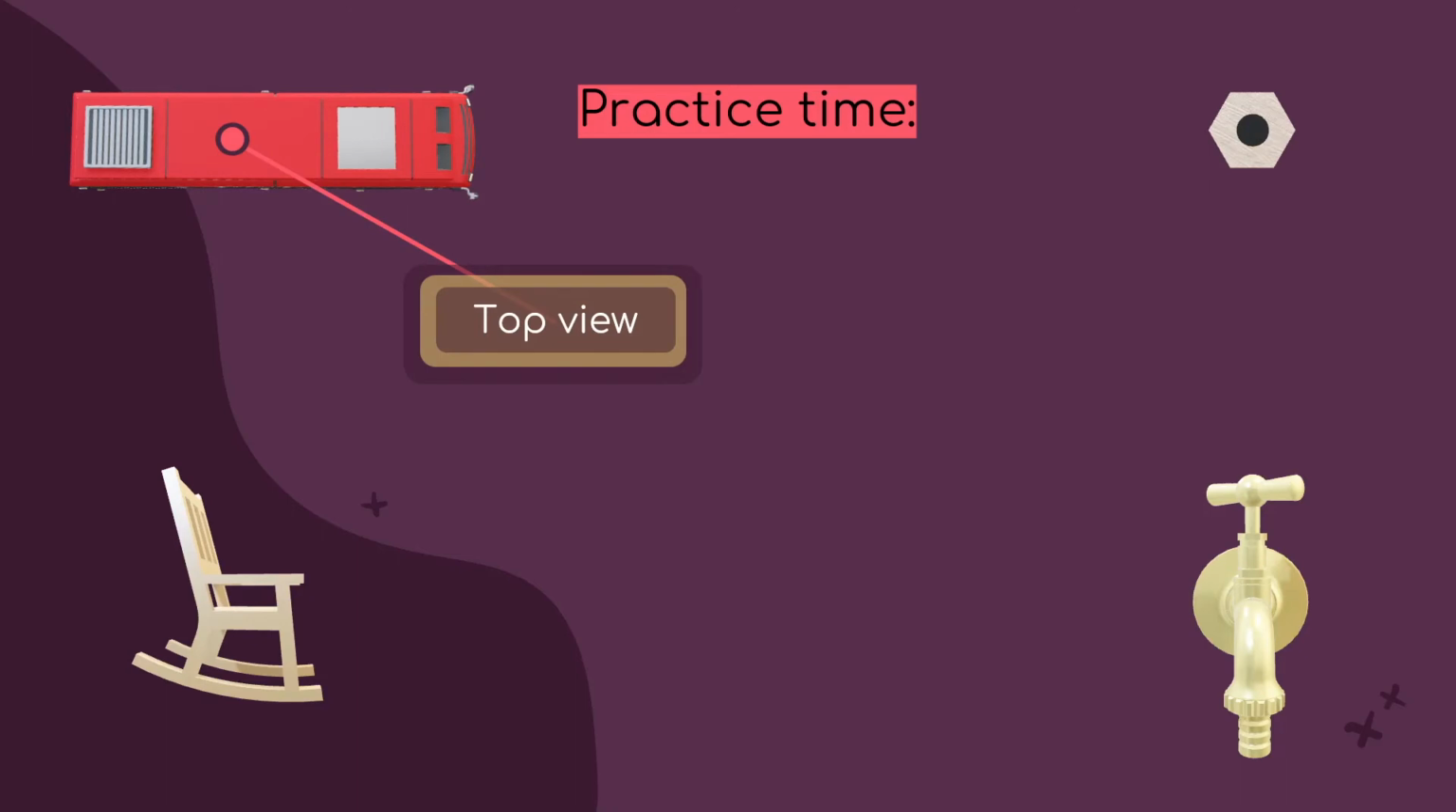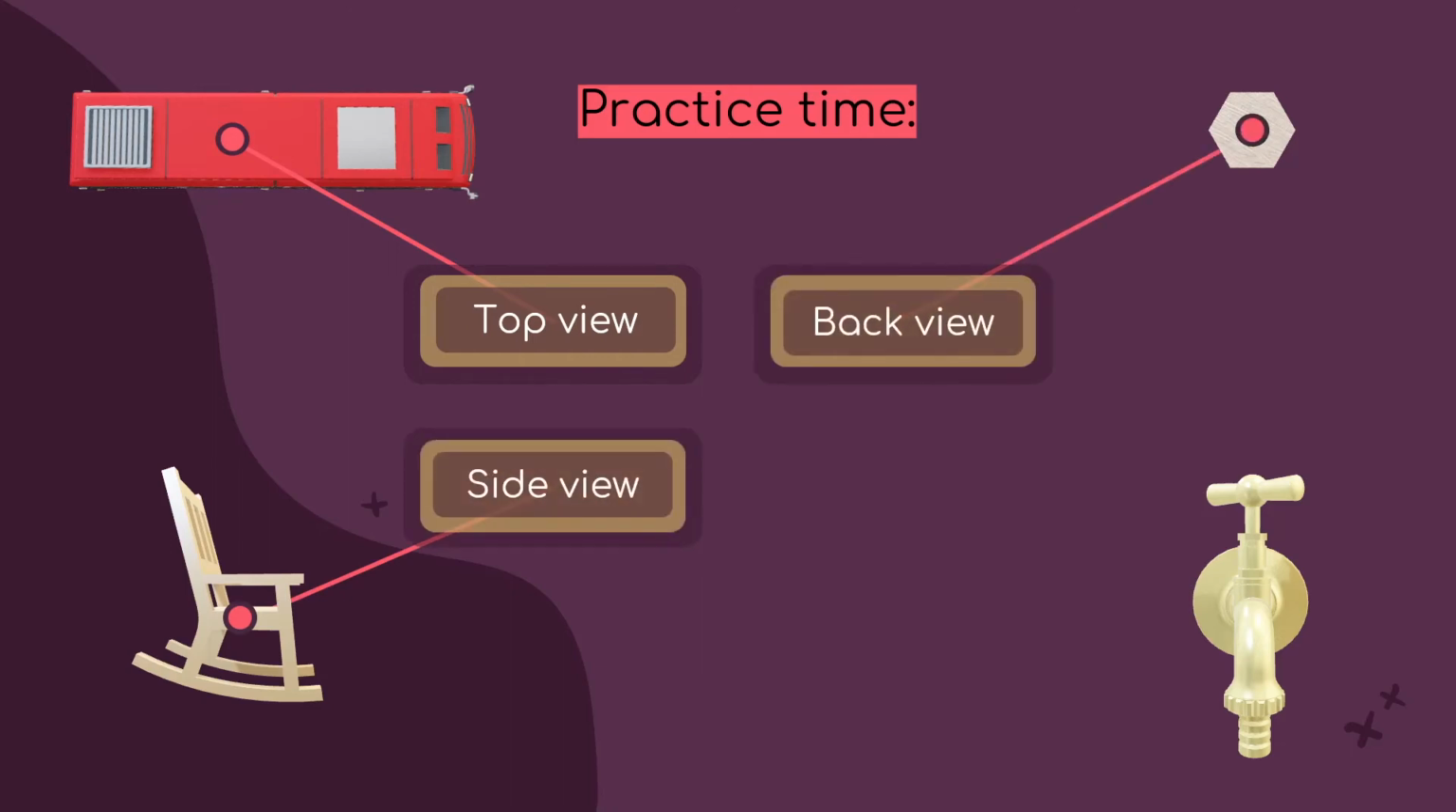Now look at the chair. So we are seeing the view of the chair from the side. So this is the side view. See, this one is a back view. This is a pencil. This is the back view of the pencil and this is the front view of the tab.